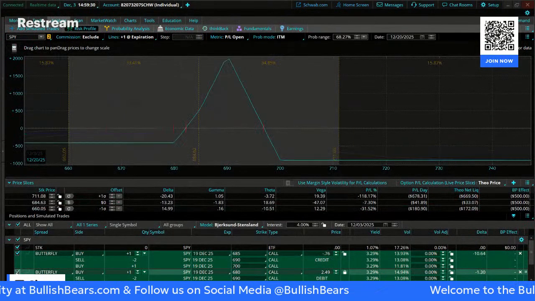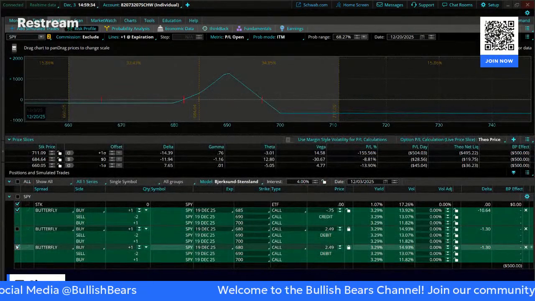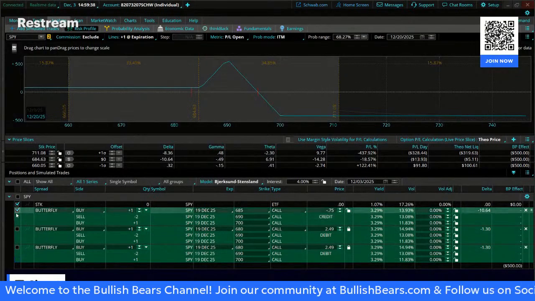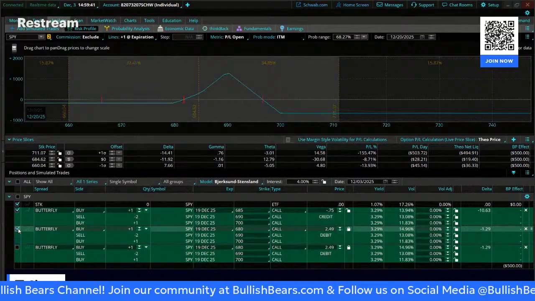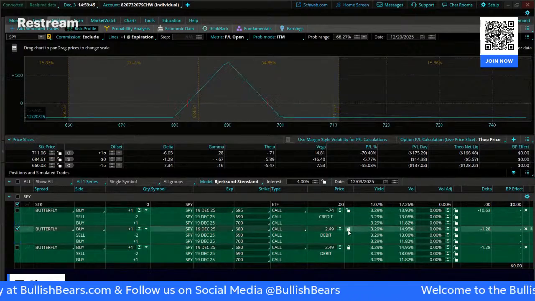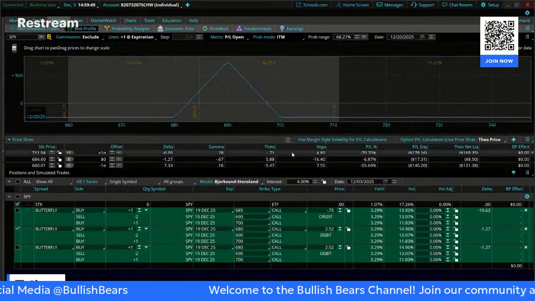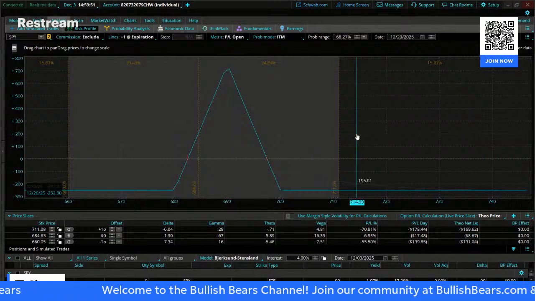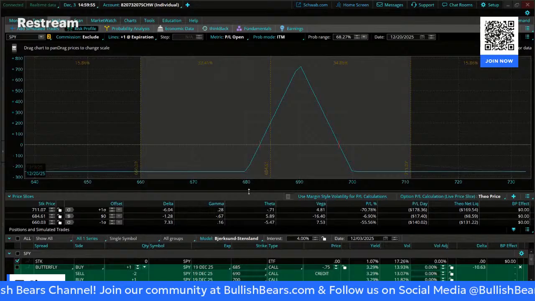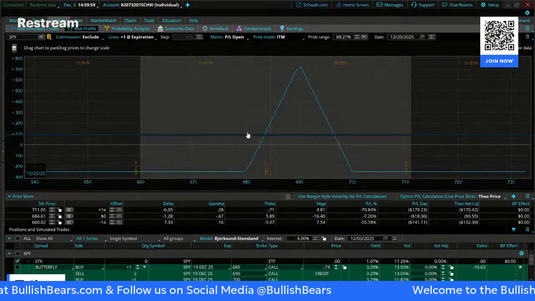We'll turn this one off and that one off. I guess we'll do it that way. All right. So there we go. We are back to the regular $10 wide. It looks like a tent butterfly. So we need to adjust this. Instead of a broken wing butterfly, we want to run a ratioed fly.